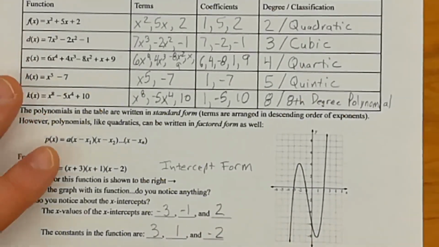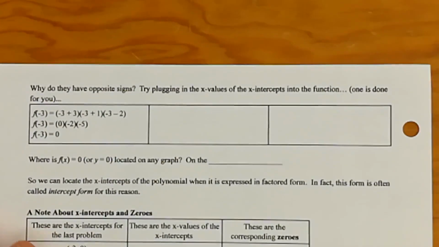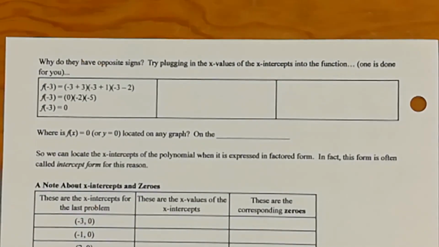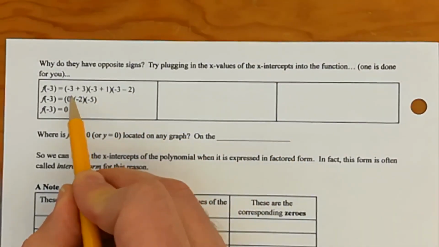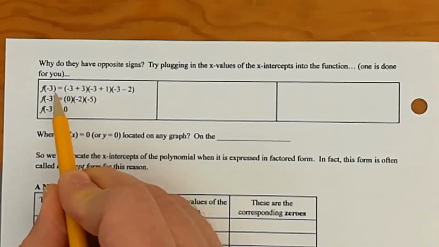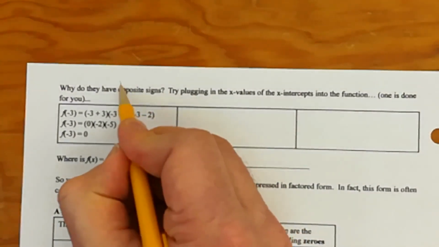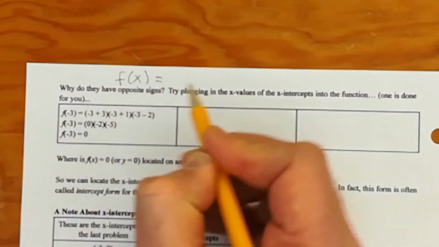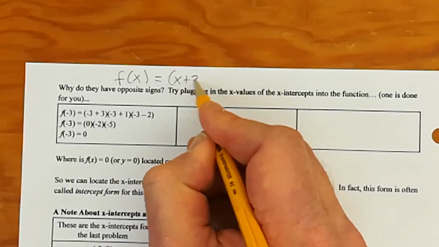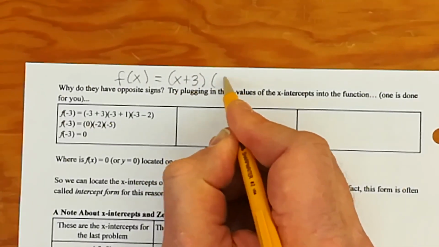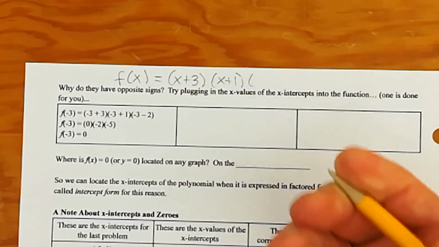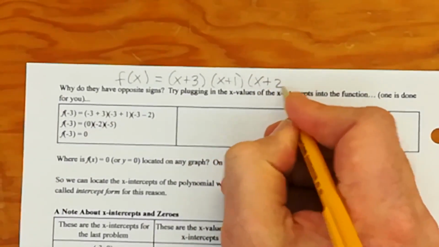All right, moving on to the other side here. Why do they have opposite signs? You might already know this. This came up in quadratics also. If you plug in the opposite, let me write the original function here. That's going to be helpful to see. So we had x plus 3 times x plus 1 times x plus 2.